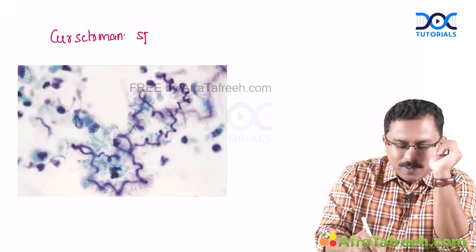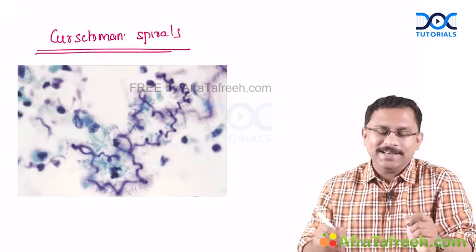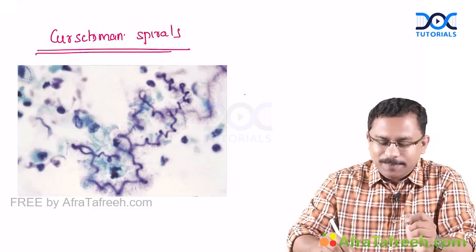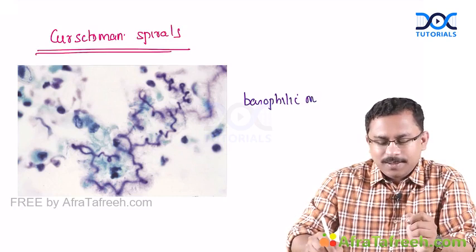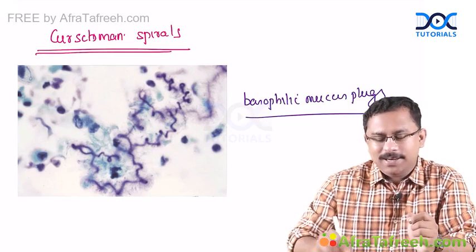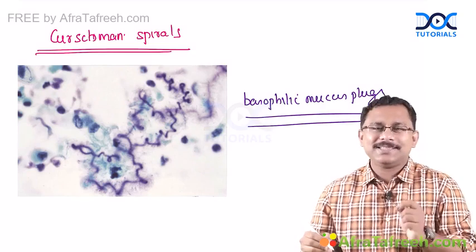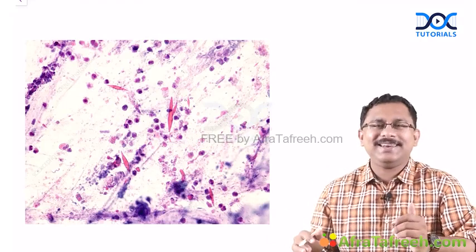spirals. Okay, Kirschmann spirals. Now what are these Kirschmann spirals? They are nothing but the basophilic mucus plugs. Basophilic mucus plugs in an asthmatic patient. You call them Kirschmann spirals. Clear? Okay. Next, another pathology finding.